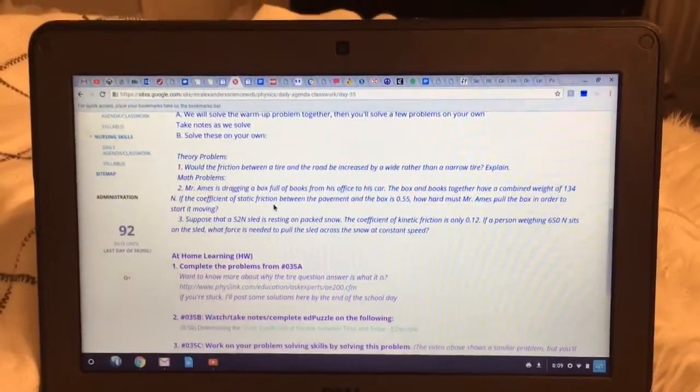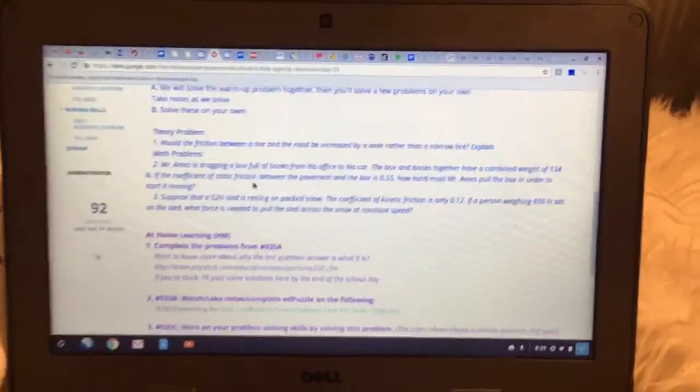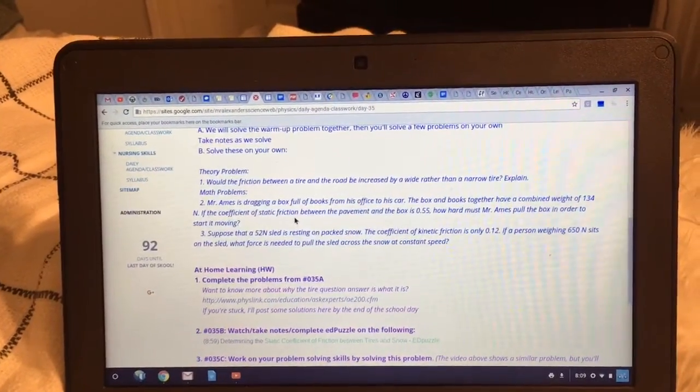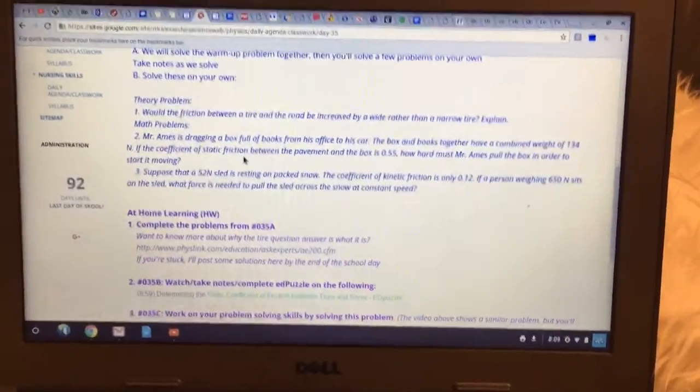All right, so some of you asked about the solutions to the problems from day 35. So this is day 35.